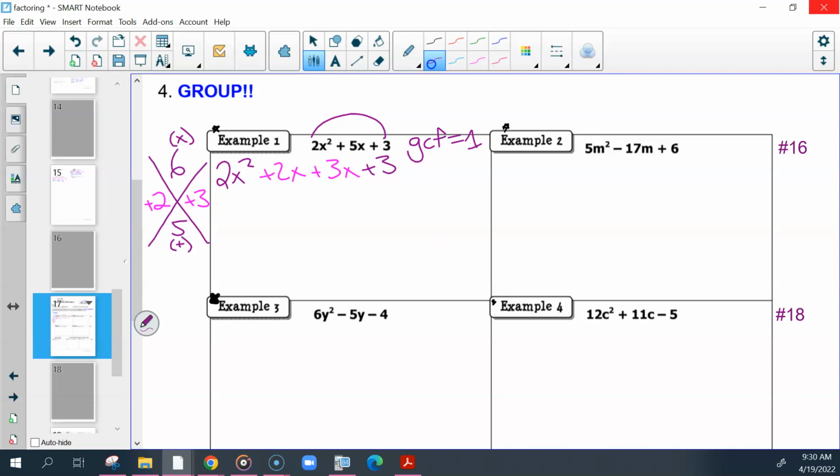Wait, but they still don't have a GCF. But because it has 4 terms, now we can do grouping, what we were just doing before. We are not going to combine the like terms here. So you're just splitting the middle term up? Yes. 2 times 3 gives us 6. And 5 was the middle number.